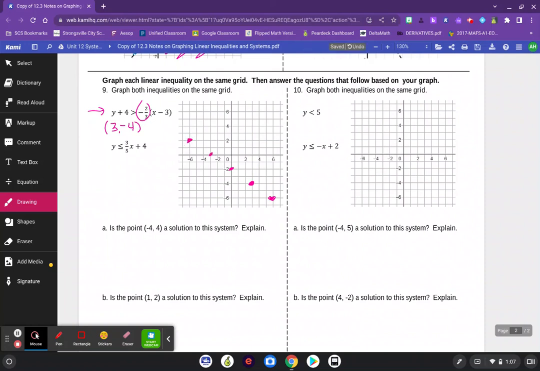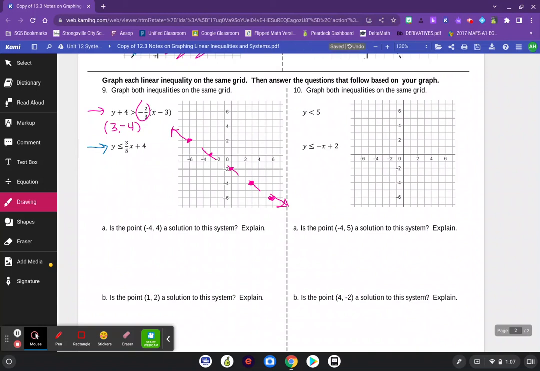My inequality symbol has no equal bar, it's just greater than, and so I have a dashed line. I go to connect these, put some arrows on that. I'm going to wait to shade so that I can clearly see the points for this second line. So just like up above, the lines were already graphed with no shading. It makes it easier that way. I'm going to graph this one, and then I'll go back and shade.